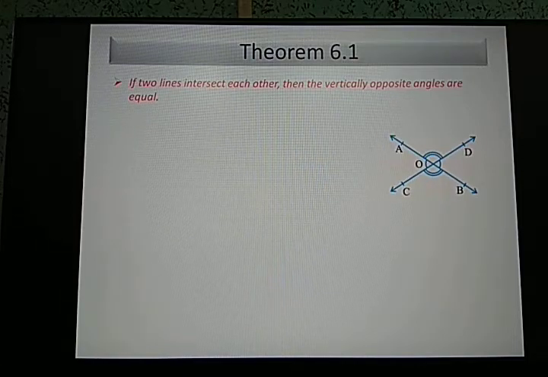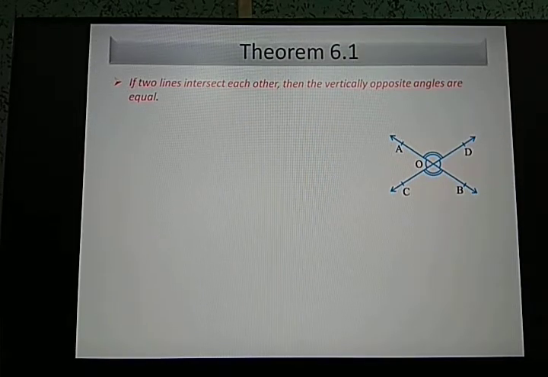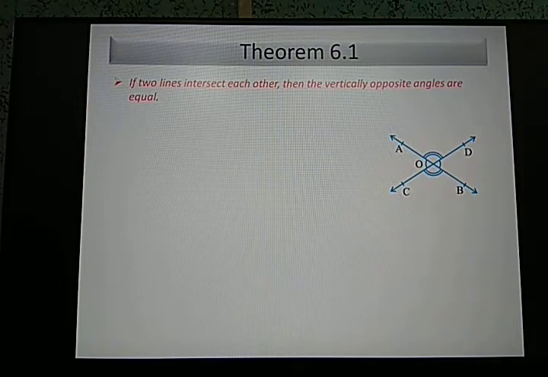So you can see this figure. In the figure you can see there are two lines, AB and CD. Now they intersect at a common point, that is O. Now what we need to prove here is that angle AOC is equal to angle BOD and angle AOD is equal to angle COB. This is what we need to prove because there are two pairs of vertically opposite angles.